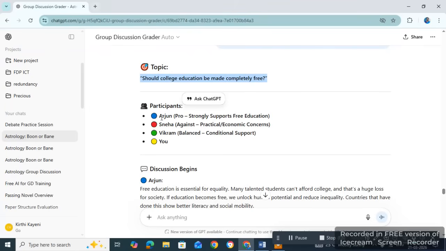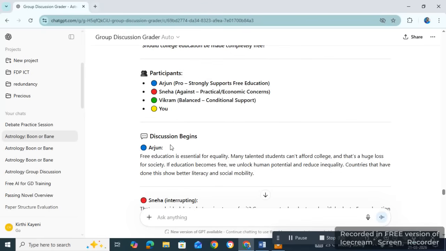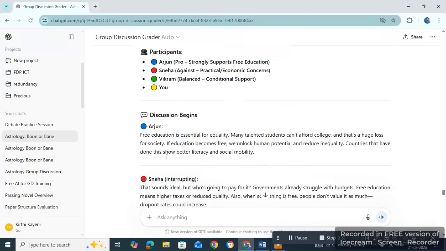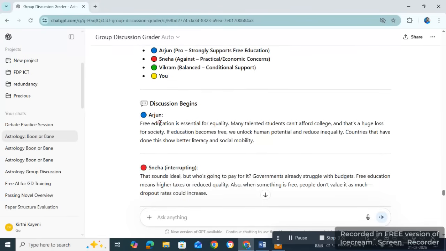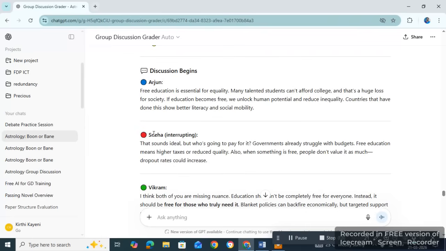Now Arjun has started the discussion. Free education is essential for equality. Many talented students can't afford college. So Arjun is supporting free education. And Sneha is saying that is an ideal situation. Who is going to pay for it? The government will not be able to provide for them. And Vikram is also joining in. I think both of you are missing the nuance, because Vikram is presenting a balanced point of view here.